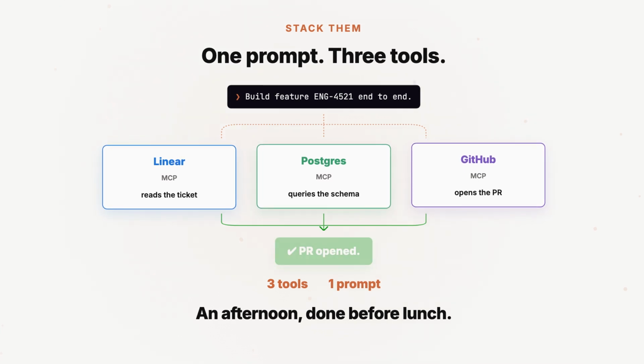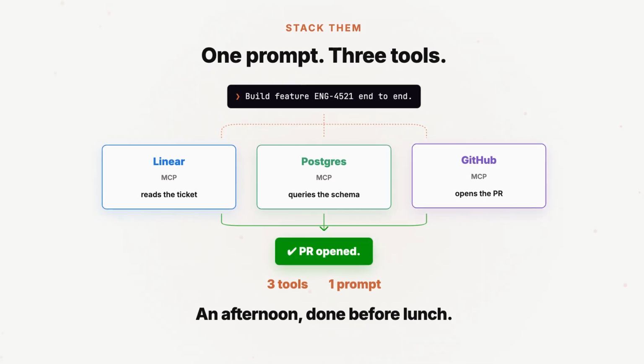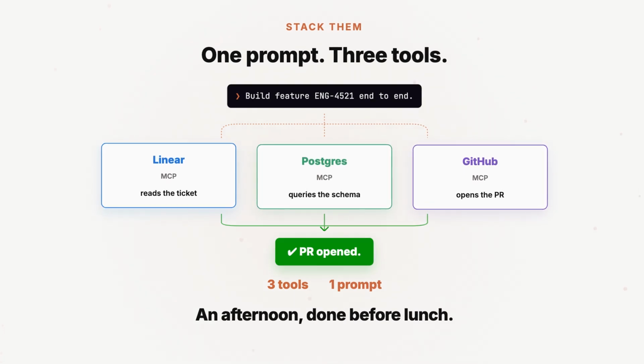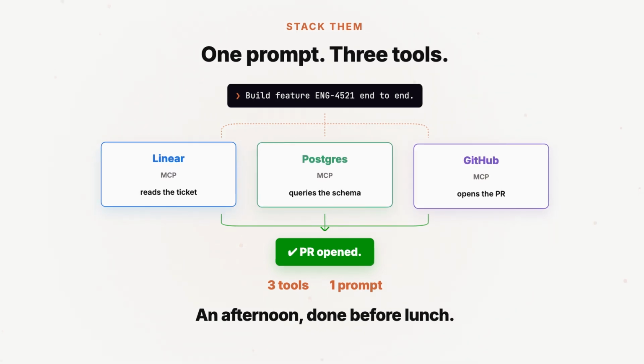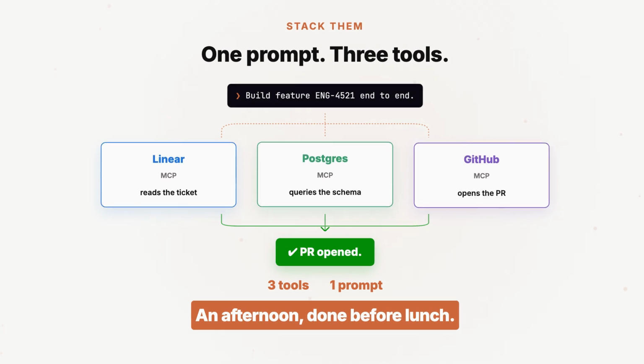Claude reads the ticket from Linear, queries your actual database to figure out the schema, writes the migration, opens the PR on GitHub with a clean commit message. Three tools. One prompt. The thing that used to eat an afternoon, done before lunch. I did not see that coming the first time it worked.